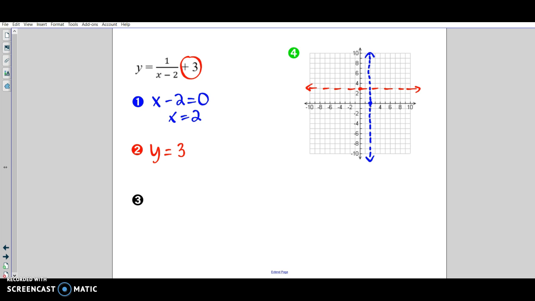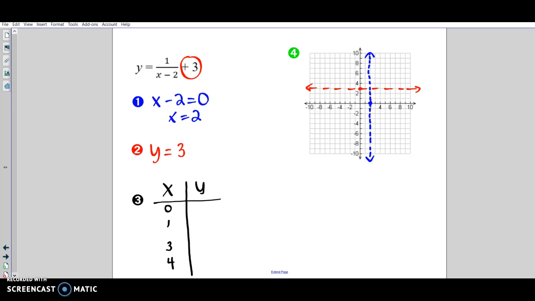So now we're going to make a small XY table. And for my XY table, I have to keep in mind what I did in step 1 and step 2. So in step 1, I said I can't plug in 2 for x. So what I'm going to do on my XY table is choose values that are above and below 2. Below 2, I would have like 0 and 1. And above 2, I could plug in numbers like 3 and 4. So I just choose a couple of points on either side of my asymptote, so I have a general idea about what my graph will look like.